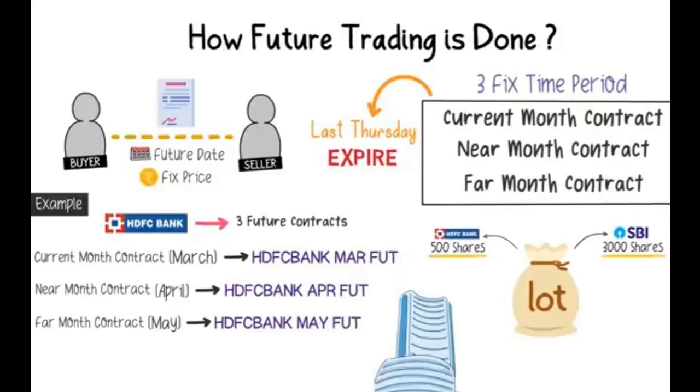For different stocks, there will be different lot sizes. For example, for HDFC Bank, the lot size is 500 shares, and for SBI, the lot size is 3000 shares. This is determined by the exchange. You have to buy one lot, or else 2 lots. You cannot buy less than that. Means you have to buy 500 shares of HDFC Bank, not less than 500 shares. And for SBI, you have to buy 3000 shares only.